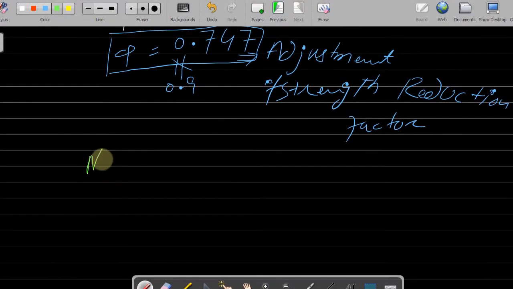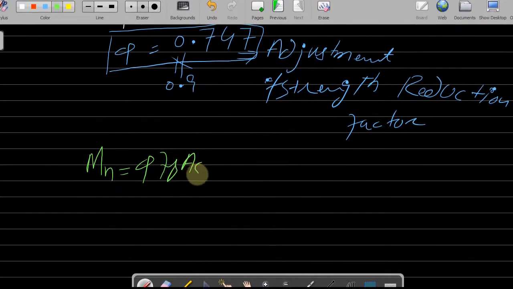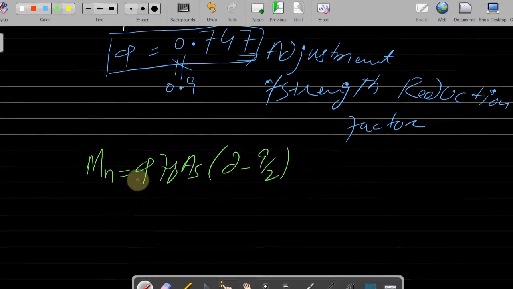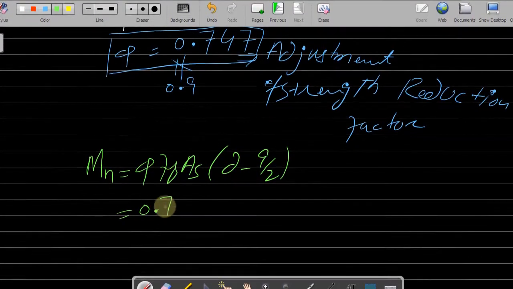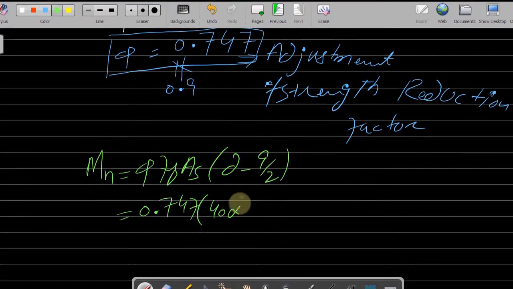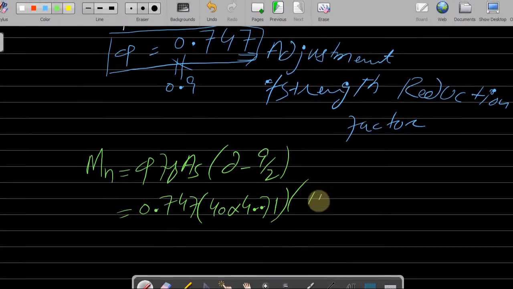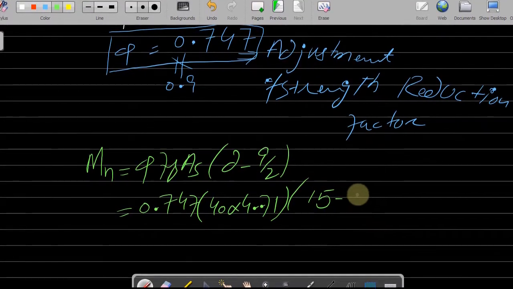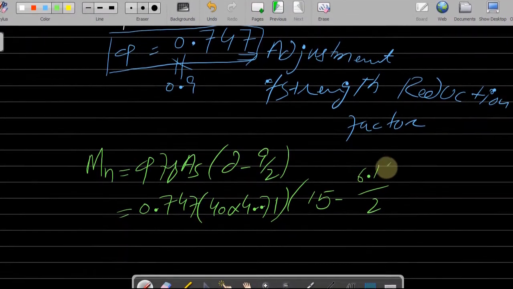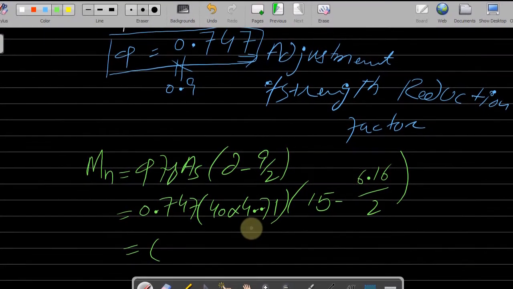Now we are able to find out the Mn value. Mn value is p times Fy into area of steel into d minus a over 2. We can know all the values. Here we have 0.747, not using 0.9, times 40 times area of steel, that is 4.71, into d, that is 15, minus a divided by 2. The a value is 6.16. Do all the calculation, you will get the required result.